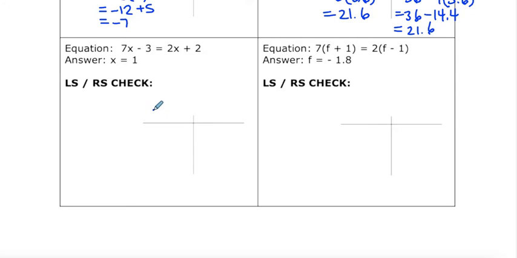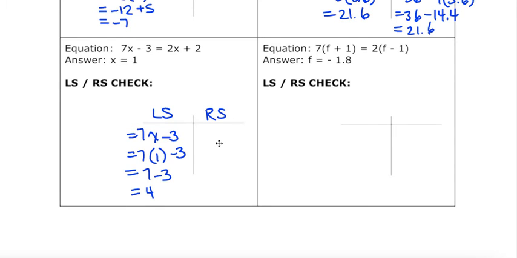So again, the left side of your equation is 7x minus 3. We're putting 1 in place of x, so 7 times 1 minus 3. 7 times 1 is 7, and 7 take away 3 is 4.